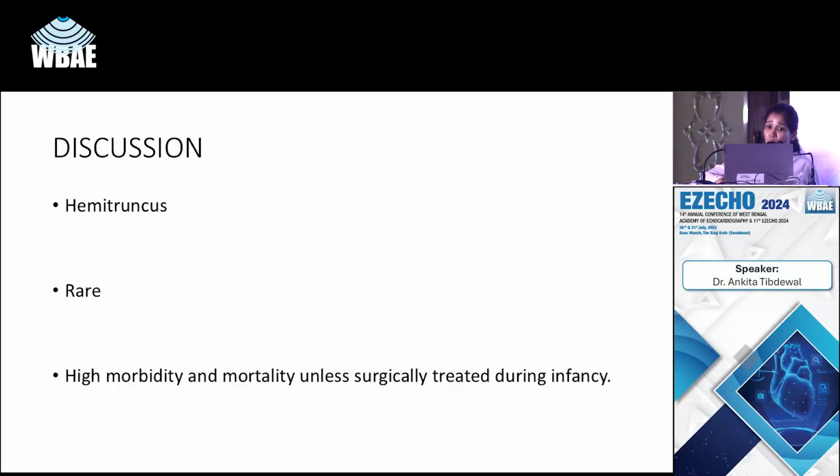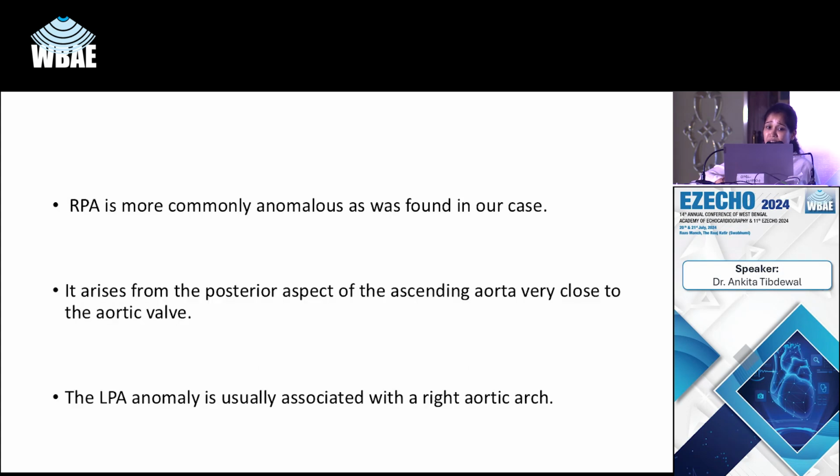The RPA is more commonly anomalous, as was found in our case, versus the left pulmonary artery. It arises from the posterior aspect of the ascending aorta, very close to the aortic valve. And the left pulmonary artery anomaly is usually associated with a right-sided aortic arch. This entity can be associated with a patent ductus arteriosus, tetralogy, aortopulmonary window, ASD, isthmic hypoplasia, or an interrupted aortic arch.